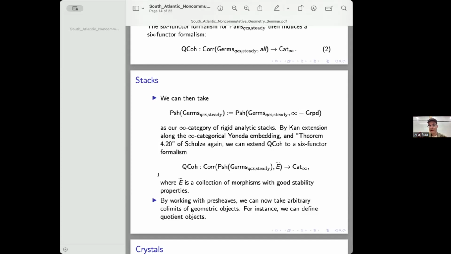So I guess the advantage of working with pre-sheaves is it corrects the defect of our category of geometric objects, which is that you can't take random co-limits of geometric objects, right? So now we can take co-limits of our spaces, and in particular we can define quotient objects. So that is the utility of using pre-sheaves.